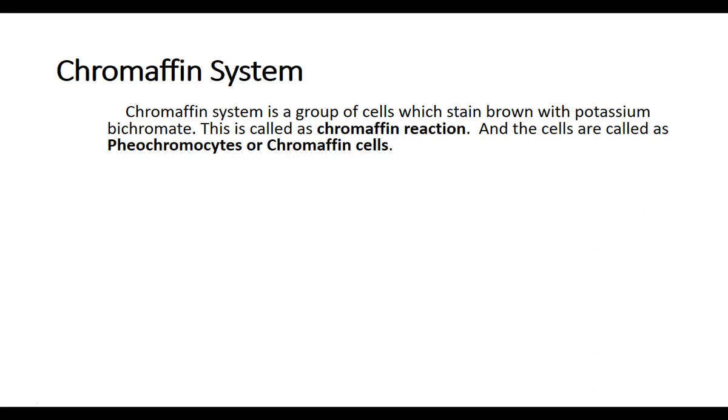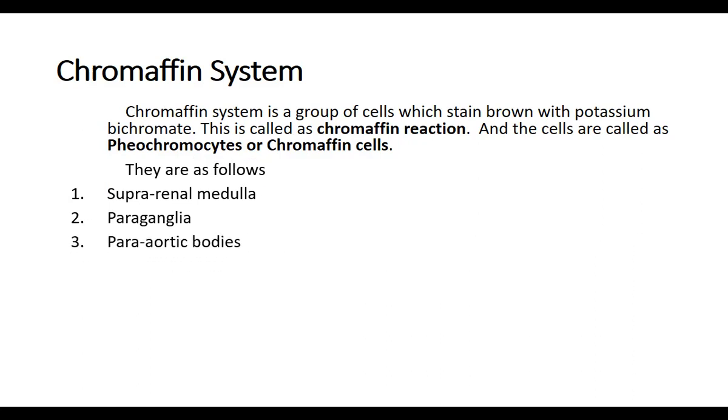They are few, but they are present. So which are those regions? We'll see them. One is, as we already have seen, the adrenal medulla, which has the chromaffin cells. The second is the paraganglionic cells, paraganglionic fibers. Then the para-aortic bodies. Then the coccygeal body. In the coccyx, there are special bodies which also take this stain. So these are also part of the chromaffin system.